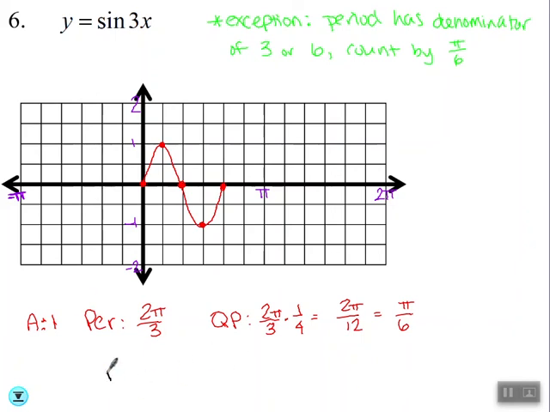Since this can be repeated, our domain is negative infinity to infinity. Since our amplitude is still 1, the range is negative 1 to positive 1. Remember that this is an exception in terms of the way that we label our x-axes. You can only count by pi over 6 if the period has a denominator of 3 or 6. Otherwise, you should be counting by pi over 4 as we did on all of the previous graphs.